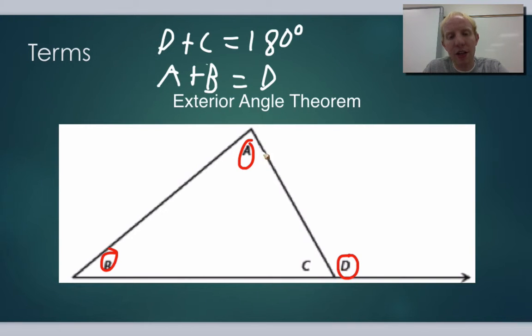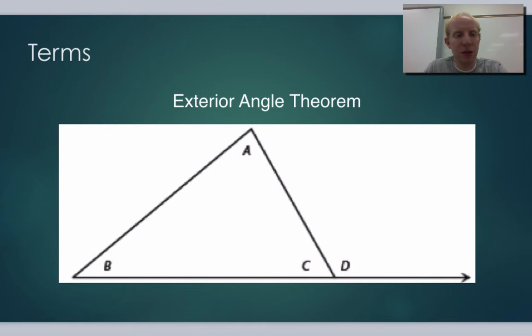So this exterior angle is equal to these two inside angles, or what we would call remote angles. Just a fancy term, but A and B give us D. So that's the exterior angle theorem. So we have these two properties right here. That's also a very important theorem that we're going to use a lot as well.